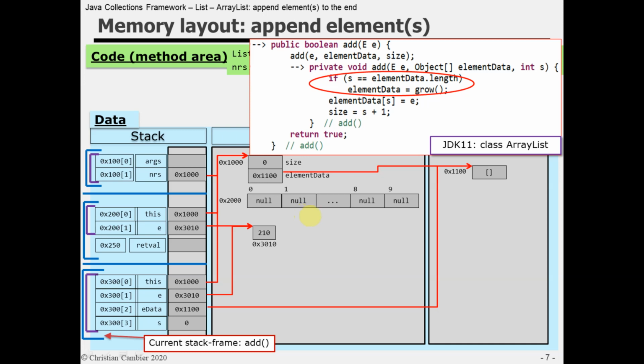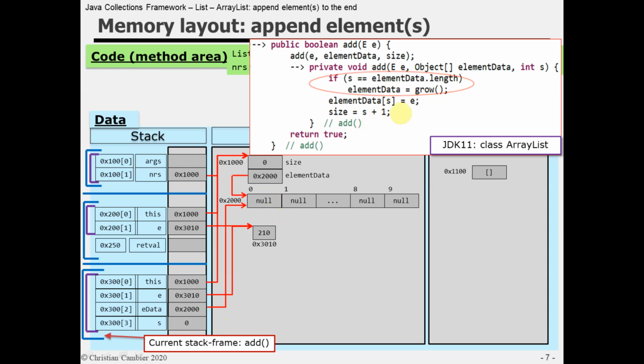I have a video about this as well in the fundamentals playlist, array of objects. Now, still within the grow method, once the array is created, element data member will now refer to this new array. And after that, the return value of grow is assigned to the element data local variable, or parameter, I should say. And so, element data parameter will refer to that array as well.